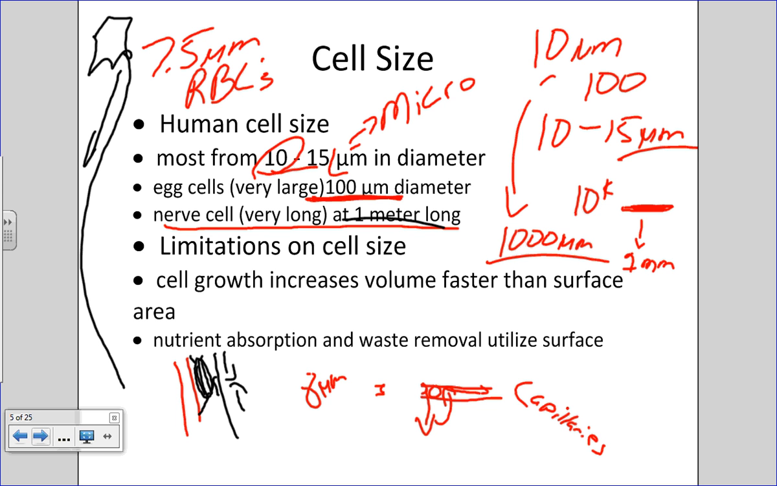You'll learn more about the structure of a neuron and how good it is at sending signals later on. Okay, so cells are quite small, but we need them to be small.